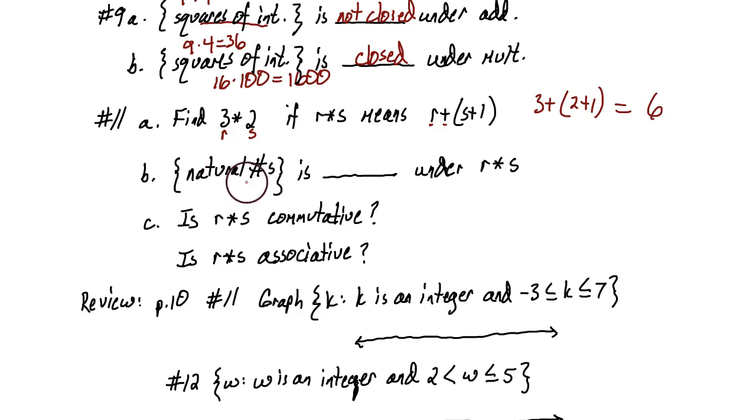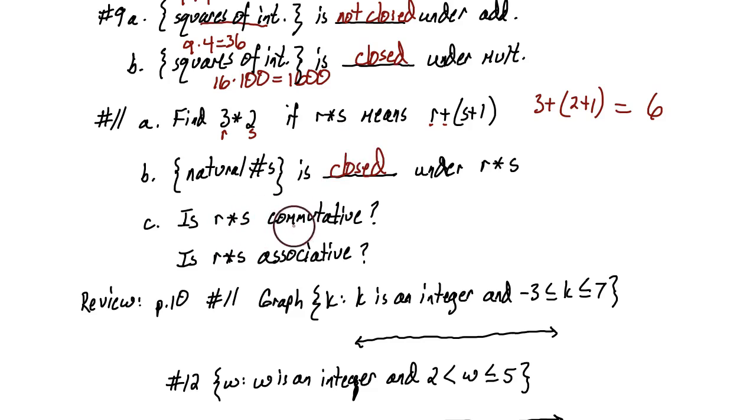Is the set of natural numbers closed under that operation represented by the star symbol? If you take any two natural numbers and you follow this rule, are you guaranteed to get a natural number? Yes, you do, and so this is closed.